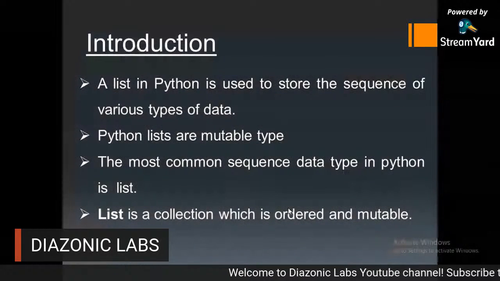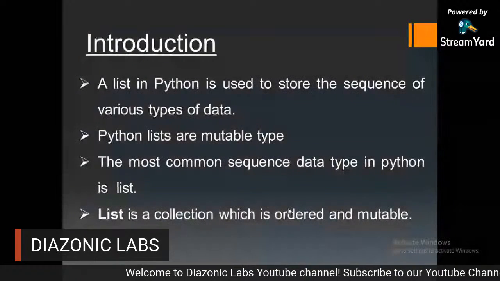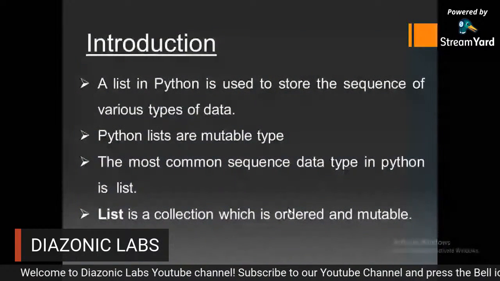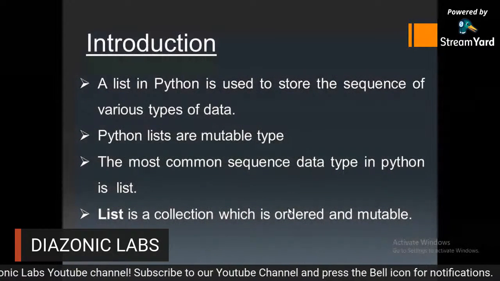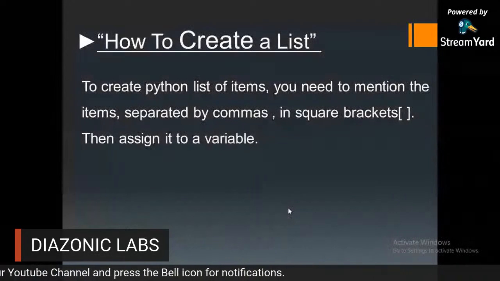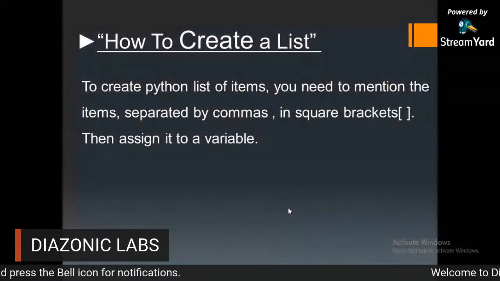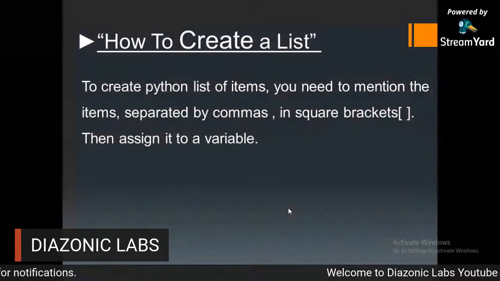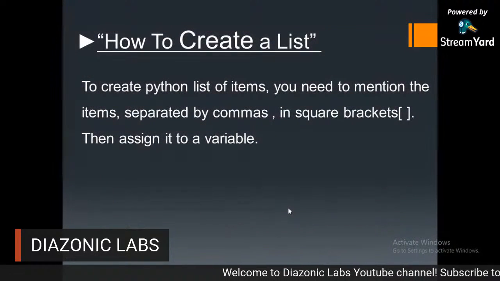Let's see how we can create a list first. To create a Python list of items, you need to mention the items separated by commas in square brackets, then assign it to a variable.